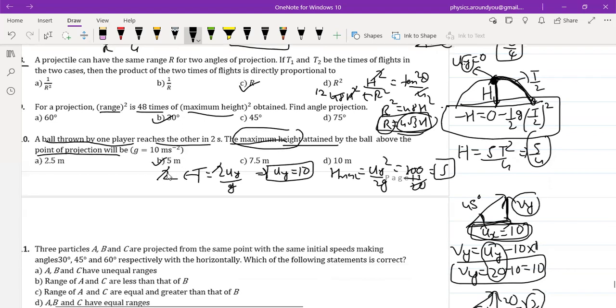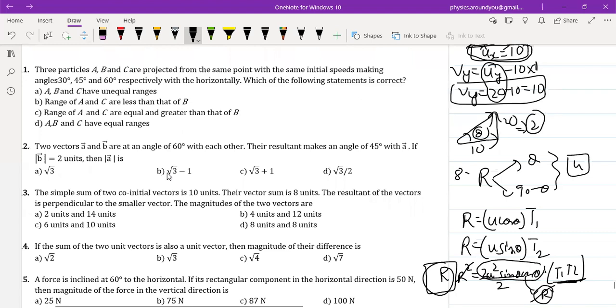Next one, the 11th one. Three particles A, B, C are projected with the same initial speed, the keyword being 30, 45, 60. Whatever is thrown at 45 will have the maximum range, whereas 30 and 60 are complementary angles, so they will have the same range. So the most appropriate answer would be range of A and C are less than that of B. It can't be greater than that of B, because B has the maximum range, so C isn't right. So the most appropriate is B.